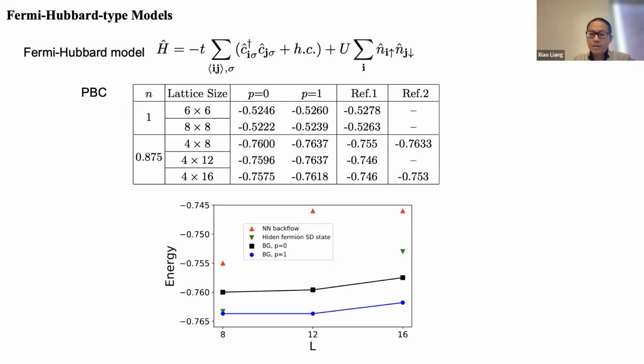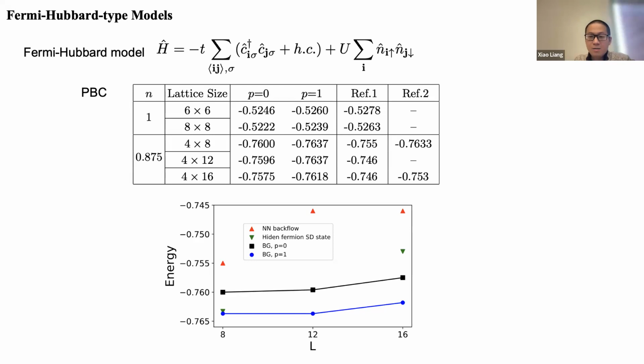For the half-filling case, where the particle number is the same as the site number, the model is similar to a Heisenberg model, which has antiferromagnetic order, which is easy to solve. For the filling number of 0.875, it is more challenging to solve. The table denotes energy comparisons.